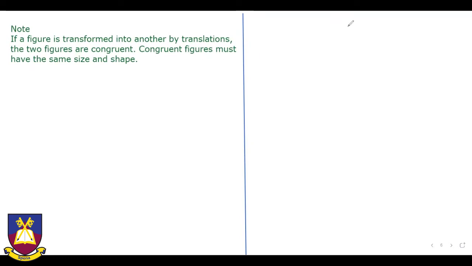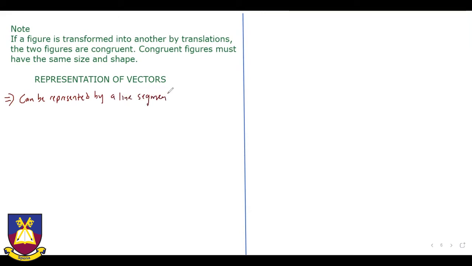Let's now understand how a vector can be represented. The representation of vectors. Now, a vector can be represented by a line segment labeled with an arrow.